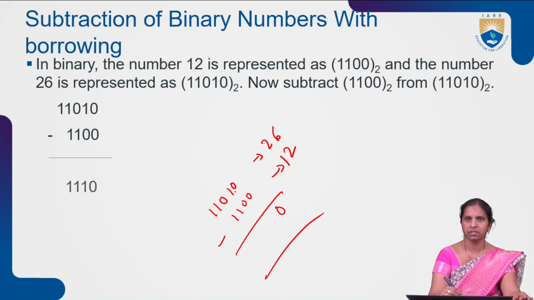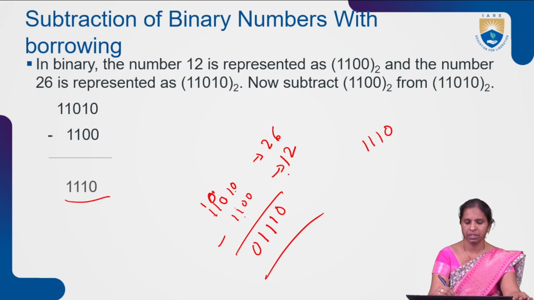Then what is 1 minus 0? It equals 1. Then here, what is 0 minus 1? We will not get it. Therefore, you have to borrow here. So this value is 1 and here it equals 0. So 0 minus 1 will not work. Therefore, the borrow here is nothing but 1, and here the borrow equals 1. Then 1 minus 1 equals 0. Therefore, what is the answer we got?